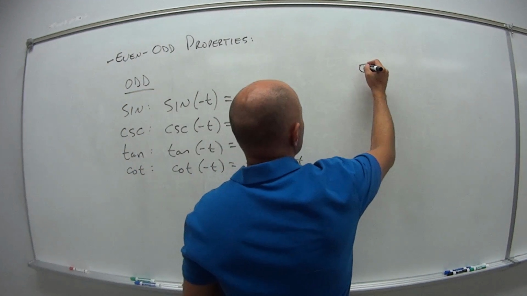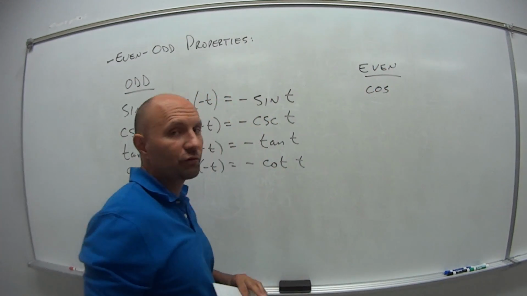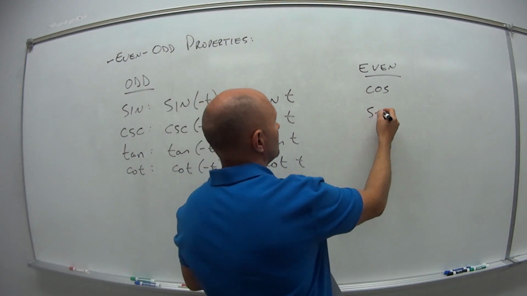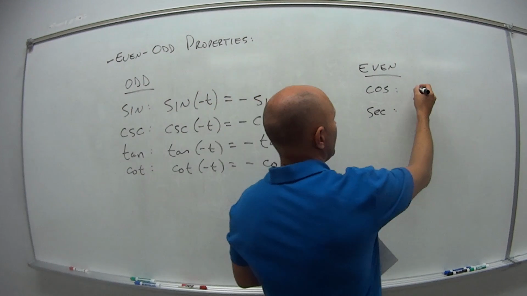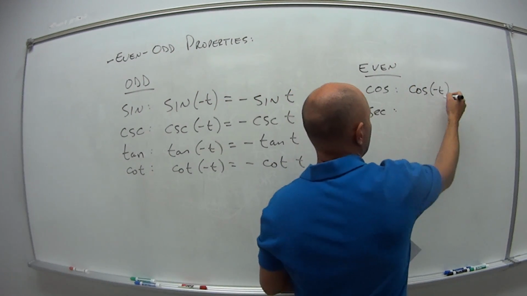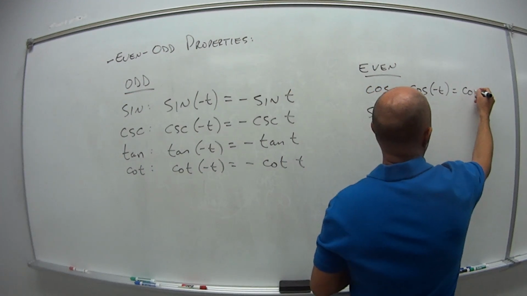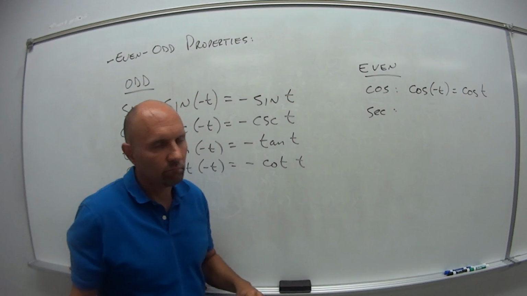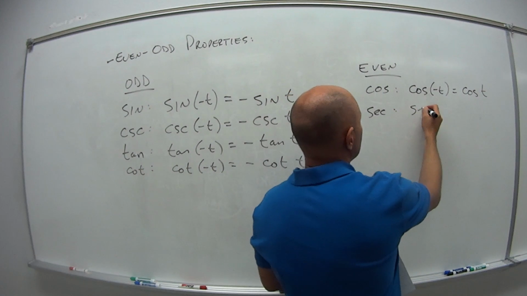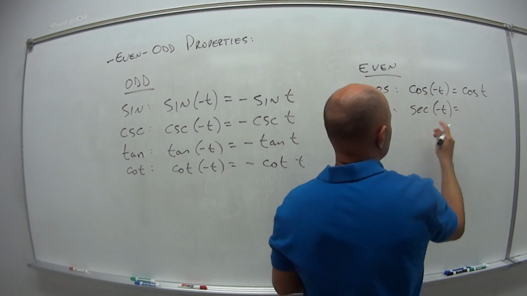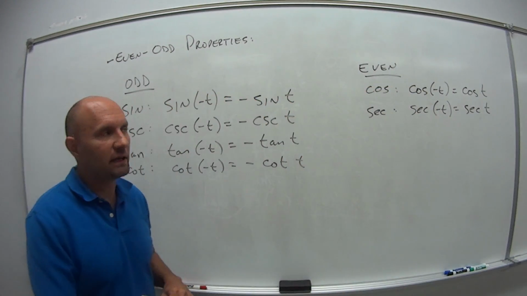Well, it has to be cosine. And what's related to cosine? Secant. So what that means is that if I have some function cosine of a negative value t, I can just rewrite this as cosine of t. It means the same thing. I can get rid of the negative sign. Same for secant. Secant of negative t is just the same as secant of t.